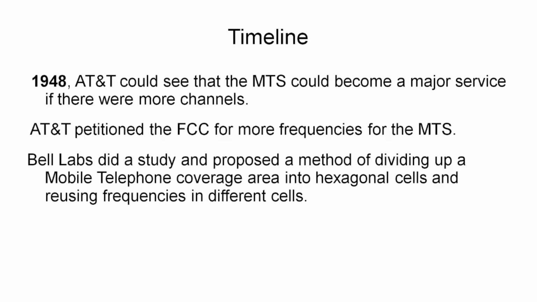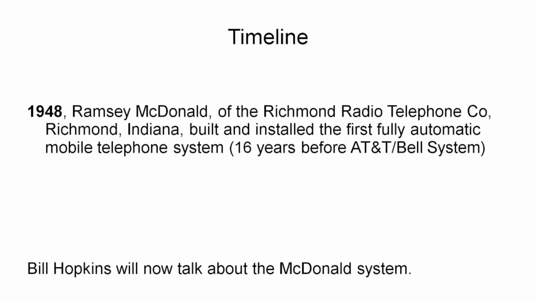In 1948, AT&T could see that the mobile telephone service could become a major service if there were just more channels. AT&T petitioned the FCC for more frequencies for the service. Also, Bell Labs did a study and proposed a method of dividing up a mobile telephone coverage area into hexagonal cells, reusing frequencies in different cells. This system was very similar to what we ended up with in the 1980s. In 1948, Ramsey McDonald of the Richmond Telephone Company in Richmond, Indiana, built and installed the first fully automatic mobile telephone system, 16 years before AT&T had their automatic system.